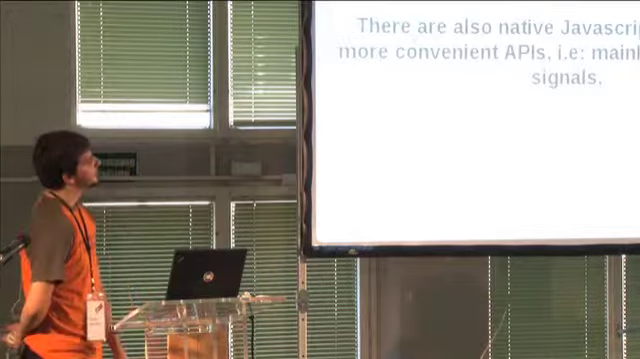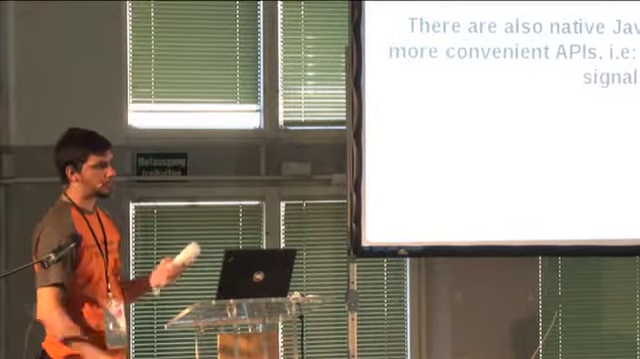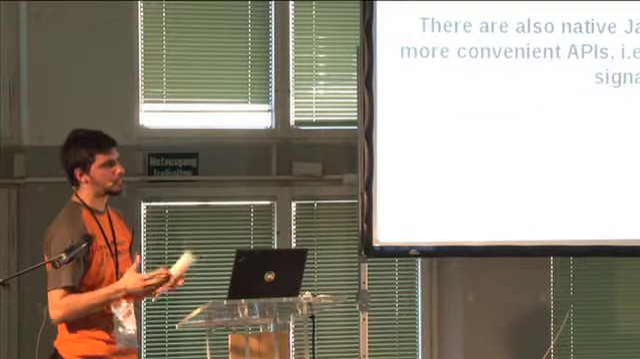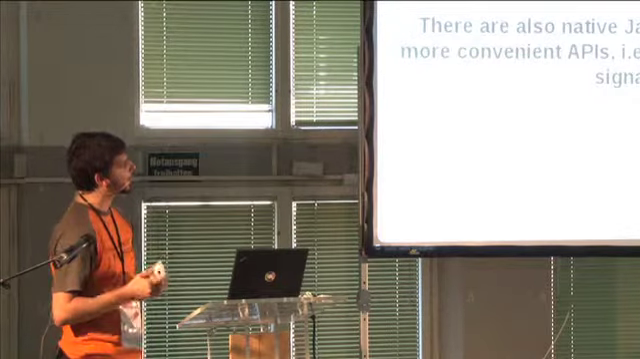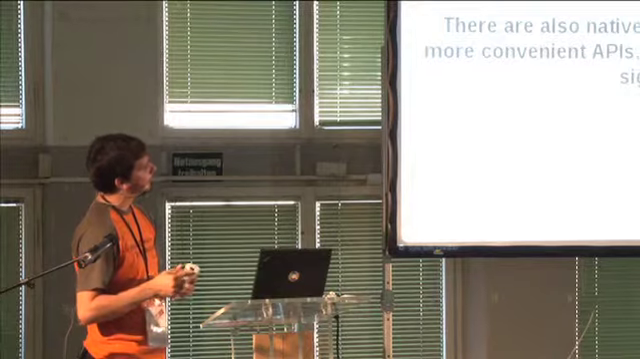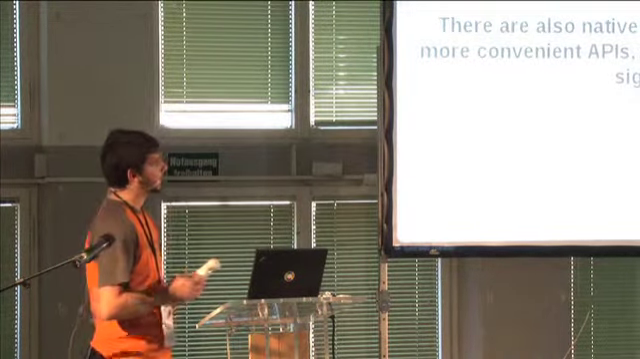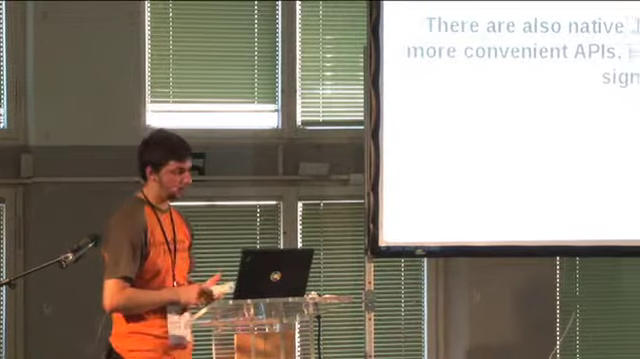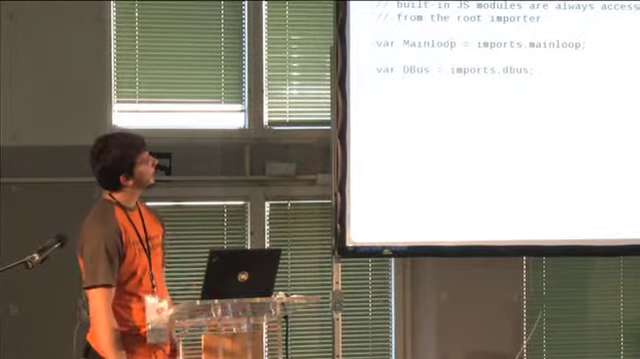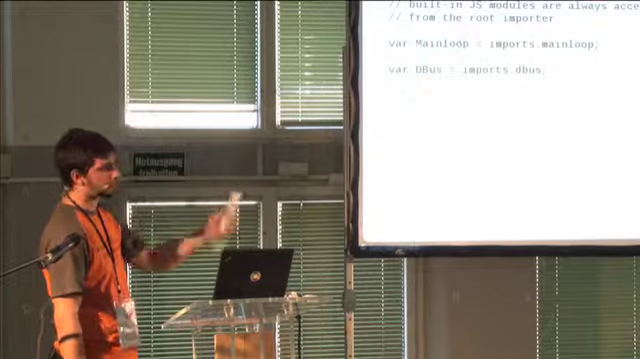So there are also the native modules that I was talking about before, like the main loop. You have DBus, a wrapper to make it more convenient to use in JavaScript. You have lang with some language utilities and the signals module also. These will be imported in native JS mode. They are always accessible from the root importer.